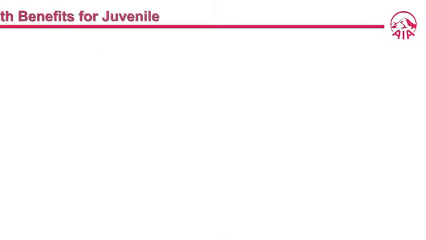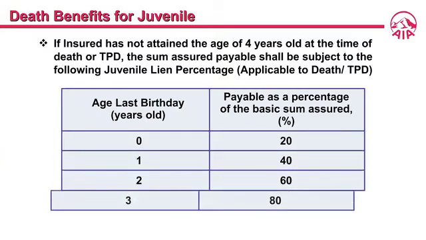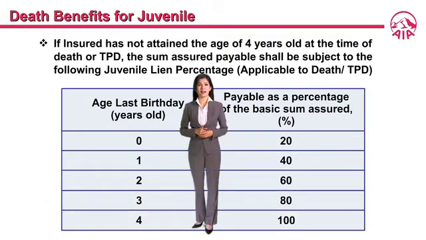In view of the mortality rate, juvenile lien is applicable to both death and TPD. This means that if the child has not attained age 4 at the time of death or TPD, the sum assured payable shall be subject to the juvenile lien percentage table as shown.